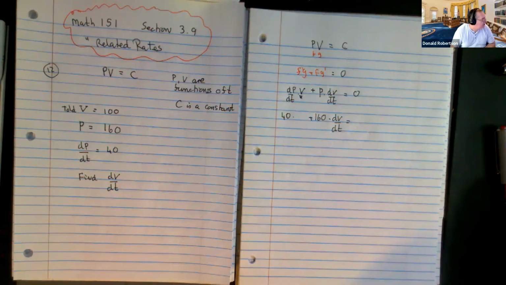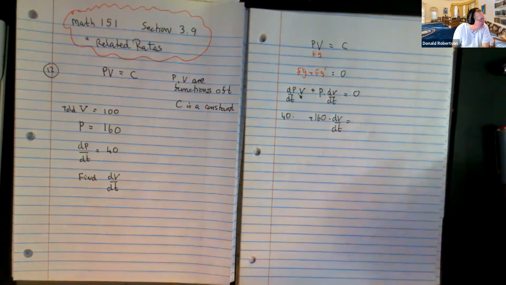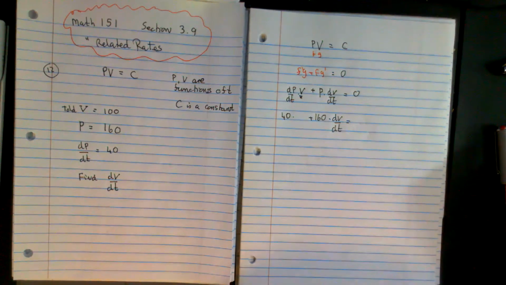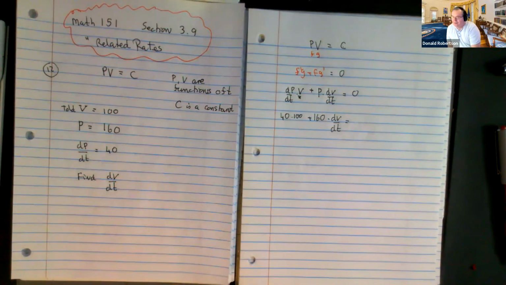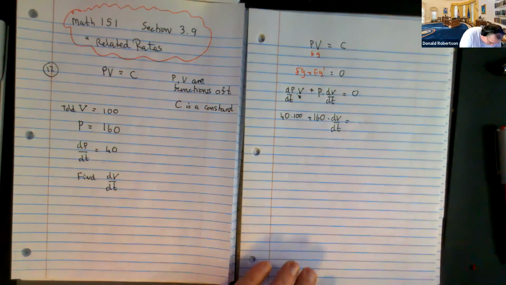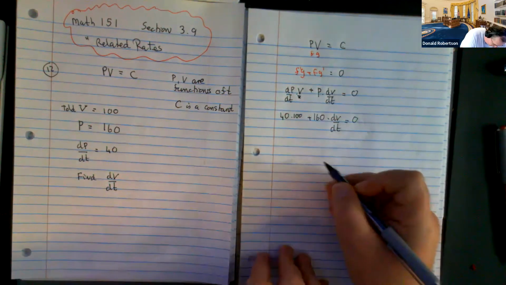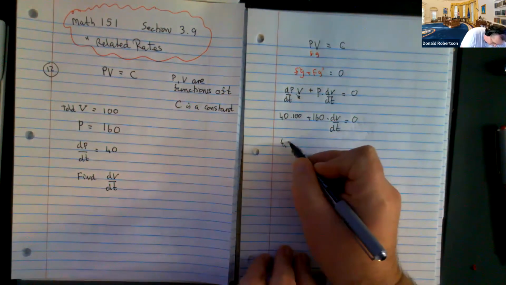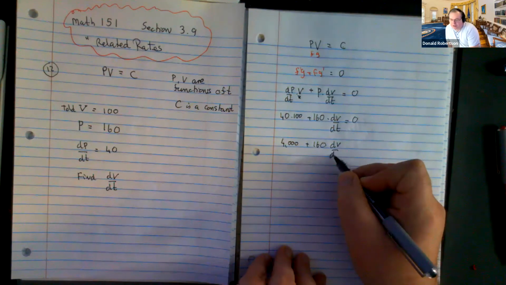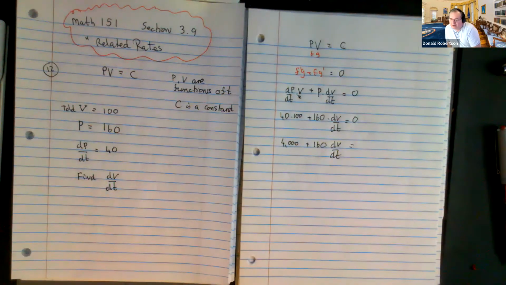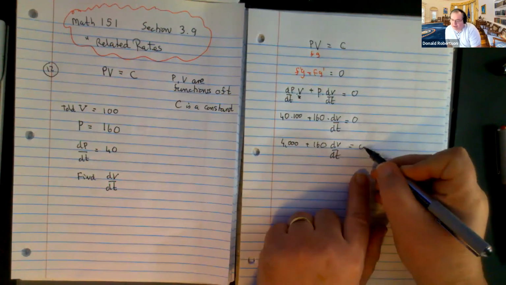Is there anything I could do to figure out what V could be? I thought V was 100. Oh, my apologies. Even easier. If it wasn't, I was going to plug into the formula and find out what it was. And still 0. So I have 4,000 plus 160 dV by dt. Can you see where we're going to be going in the next two lines? Can you tell how I'm going to use this to find dV by dt?